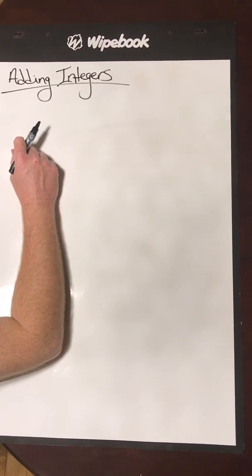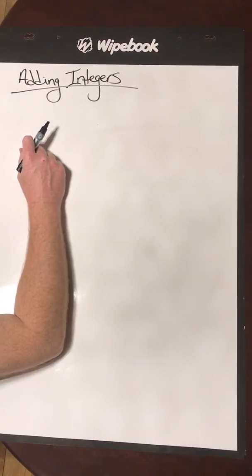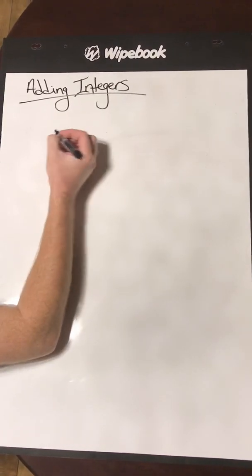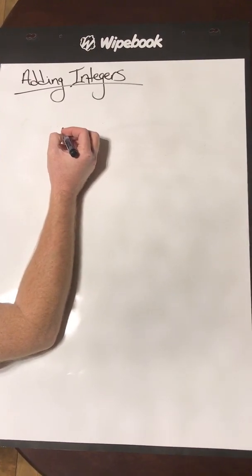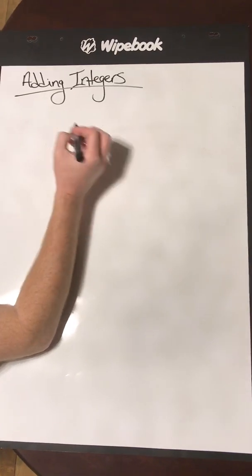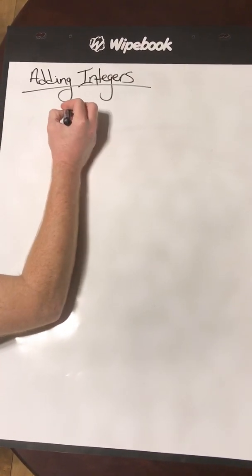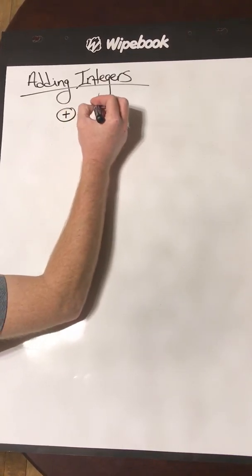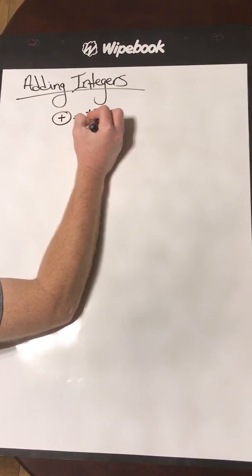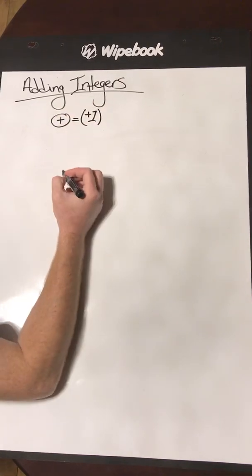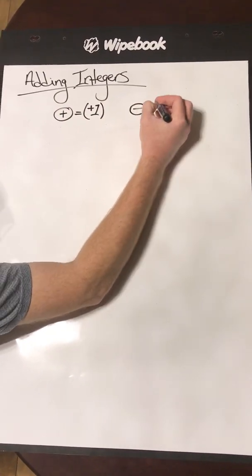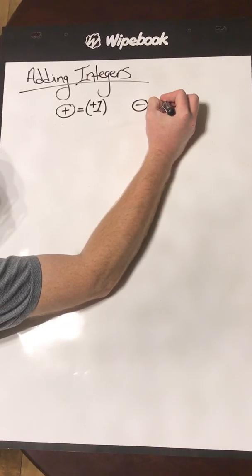Just before we get started, we want to show some things here. When we're adding integers, we can often use some models to do that. We often consider a positive sign to be equal to positive 1, and a negative sign to be equal to negative 1.